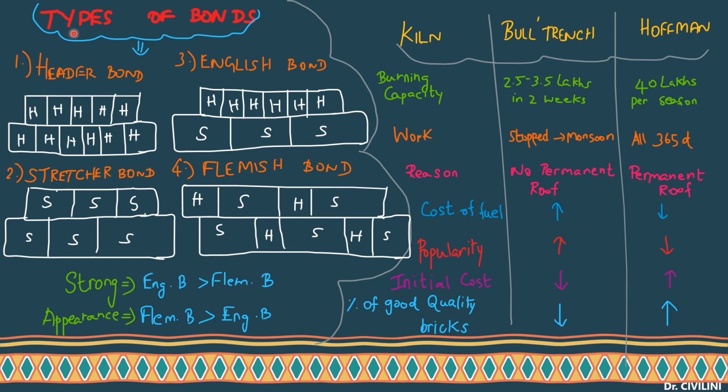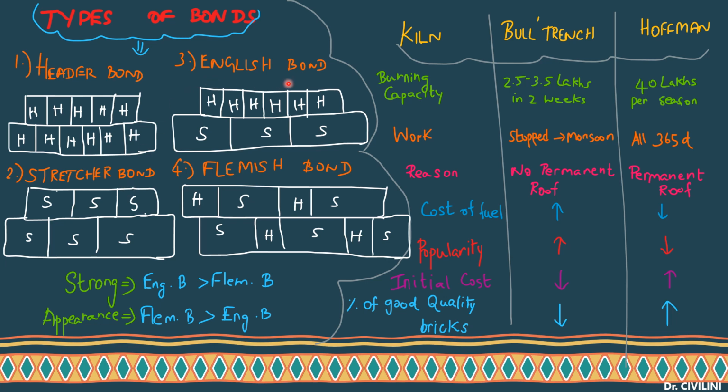So we'll be seeing types of bonds. I have listed only the 4 basic types of bonds. First is your header bond. Header bond is nothing but the shorter side of your brick, that is your header, and the one which you see along the longitudinal axis, the stretched one, that's your stretcher. Header bond is the continuous placement of headers next to each other, and row after row also. Next is stretcher bond, the continuous placement of stretchers of your bricks, followed row wise. So this is your stretcher bond.